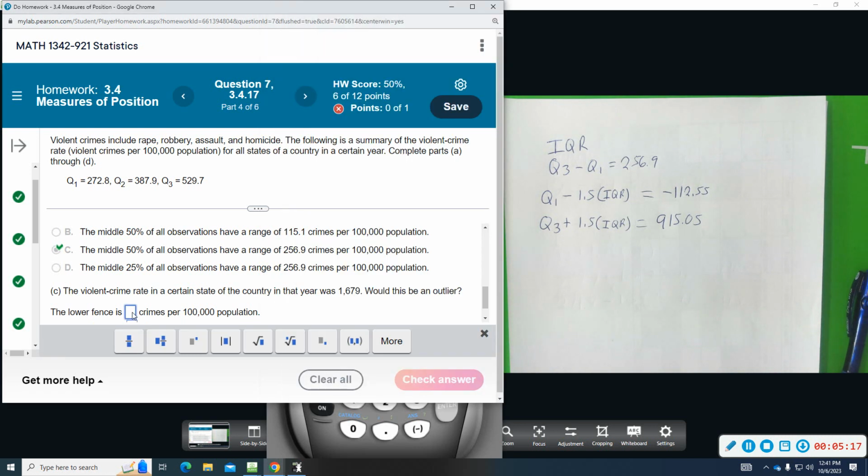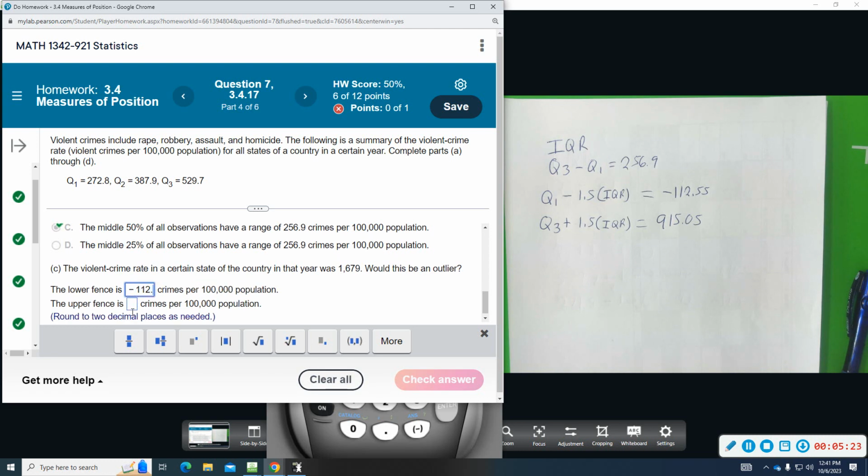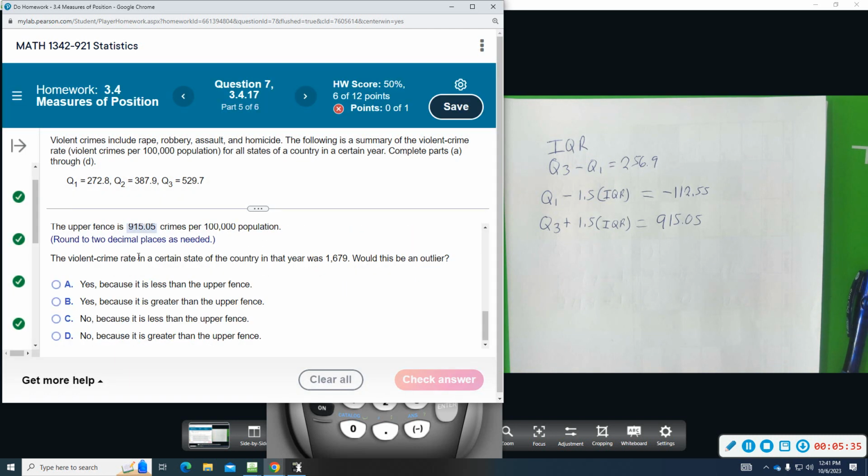So, negative 112.55 and 915.05. Violent crime rate in a certain state was 1,679, which has been an outlier. So, according to our fences, the 1,679 far surpasses our fence. So yes, this number would be an outlier. Yes, it's greater than the upper fence.